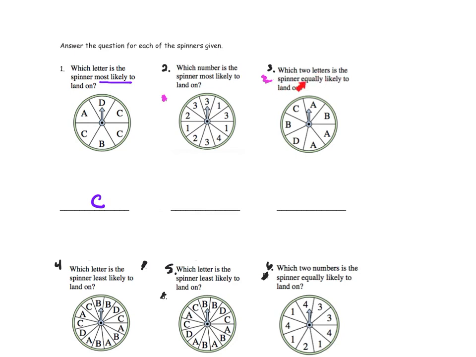Let's move on to number 3. Which 2 letters is a spinner equally likely to land on? So let's go ahead and underline equally likely to land on. And let's investigate. We have 1, 2, 3 A's, 1, 2 B's, I see 1 C and 1 D. So because C and D both have 1, while B has 2 and A has 3, the equally likely would be C and D.